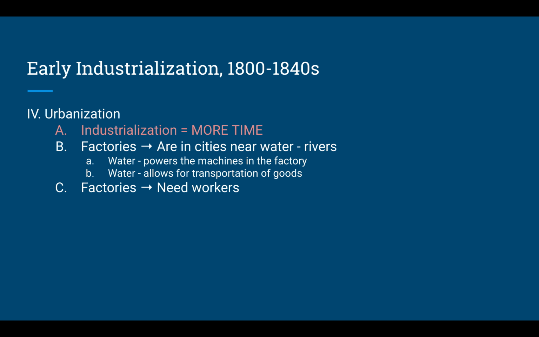C, factories need workers. So immigrants come to the United States for the opportunity to have a job, and they start coming by the thousands because of job opportunities that exist. And there's probably some push factors in their countries as well.